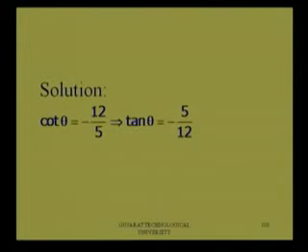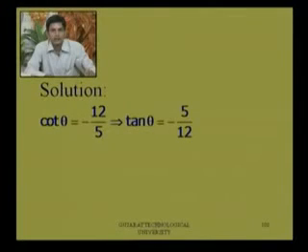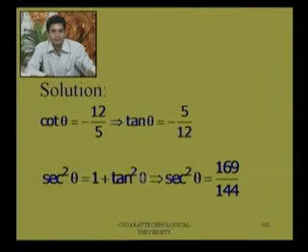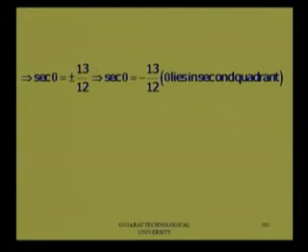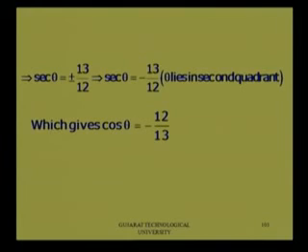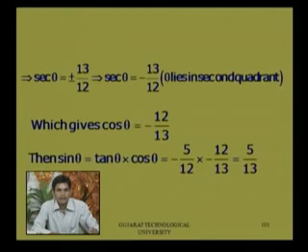Cot theta is given as minus 12 by 5, and as we know that tan theta is 1 by cot theta, so minus 5 by 12. And using the identity sec square theta equals 1 plus tan square theta, we have used another method to solve the same example. So sec square theta equals 169 by 144. So sec theta equals plus or minus 13 by 12. And as we know that theta lies in the second quadrant, and in the second quadrant sec is negative, so sec theta equals minus 13 by 12. Which gives the value of cos theta, because cos theta is 1 over sec theta, that is minus 12 by 13. And as we know that sin theta equals tan theta into cos theta, so it is 5 by 13.